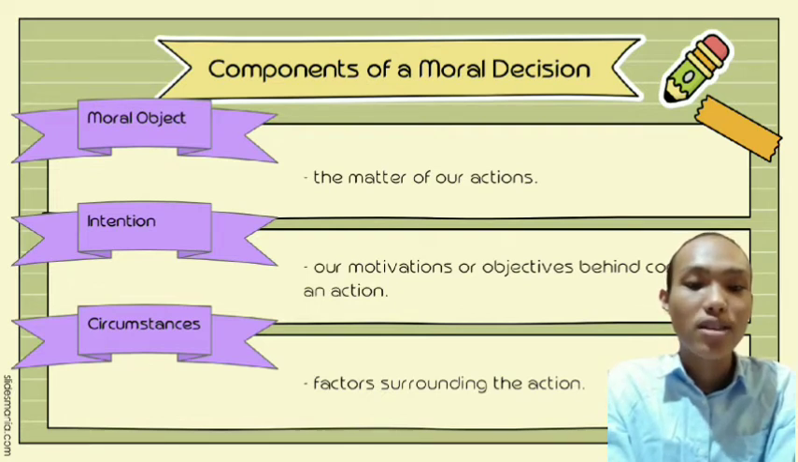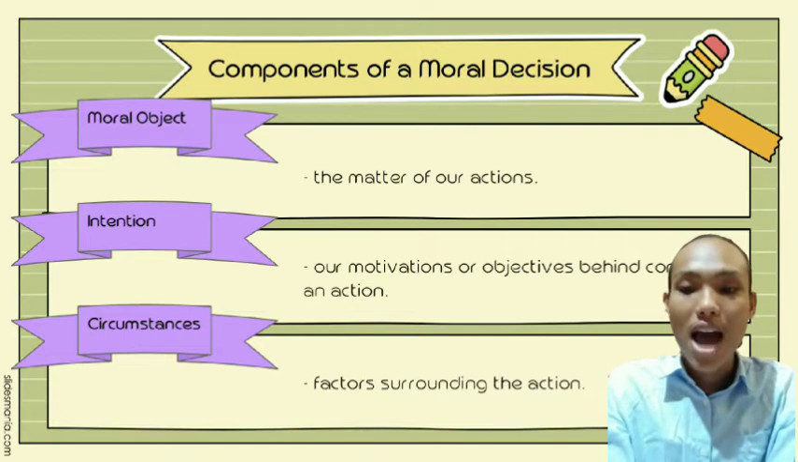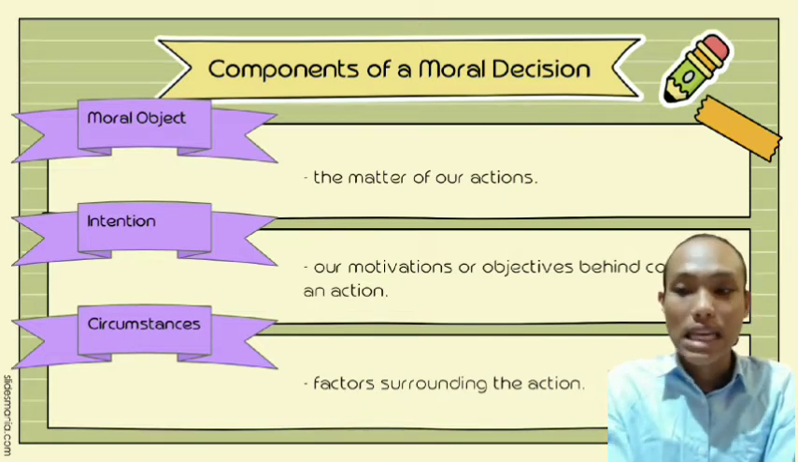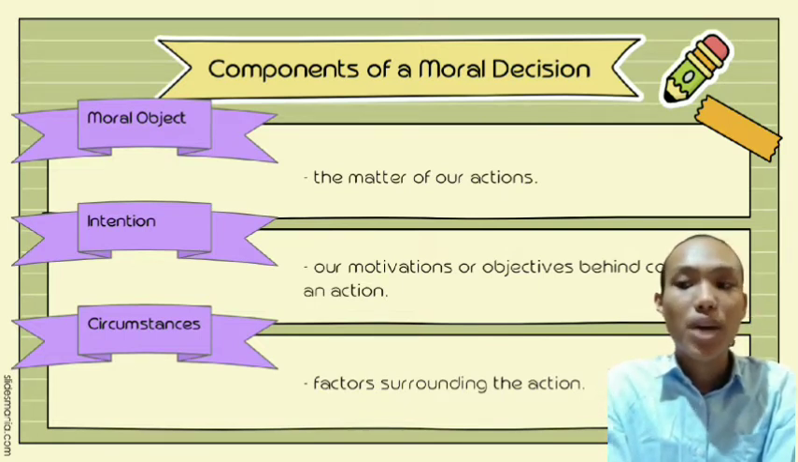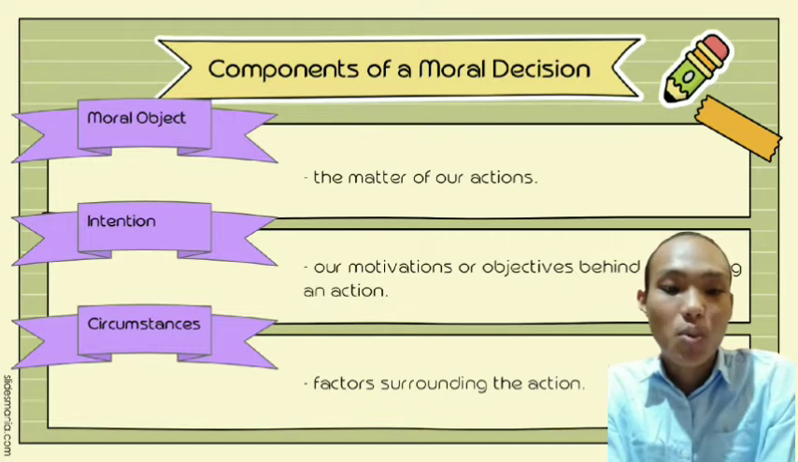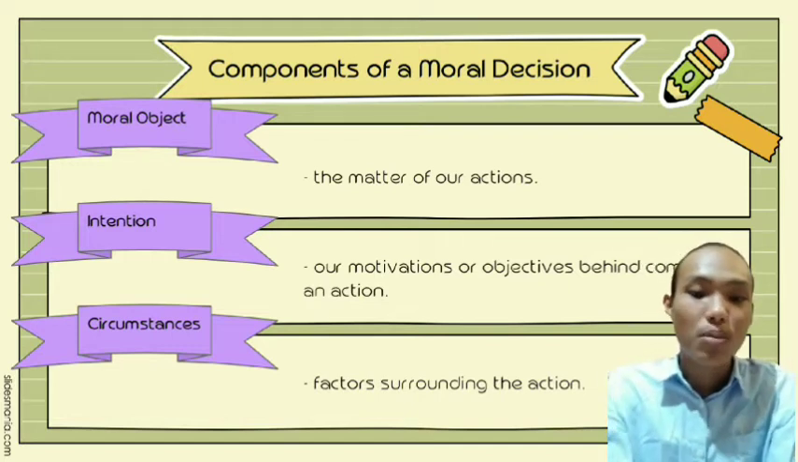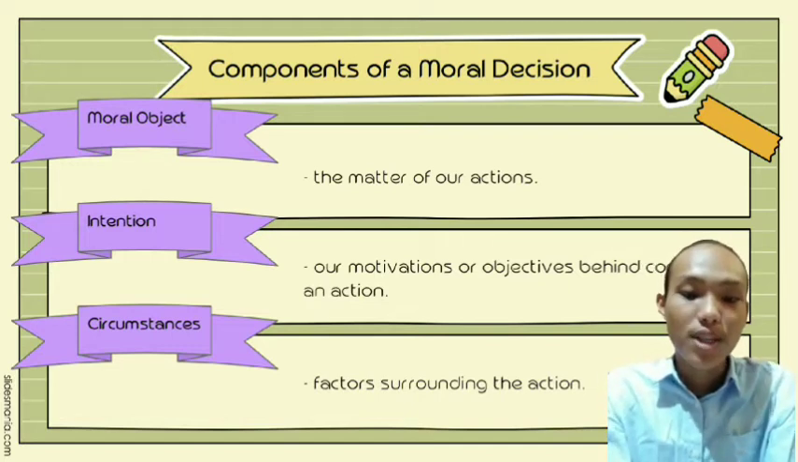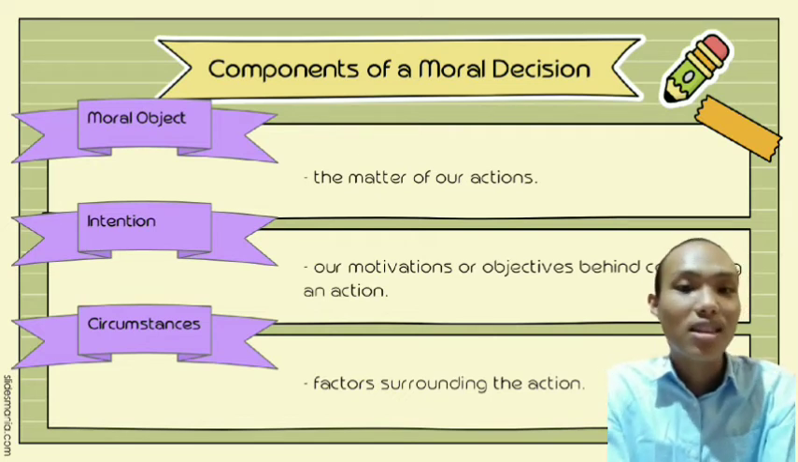Next are the components of a moral decision. First is the moral objective. The moral objective is the matter of our actions. It is that to which the action is directed by its very nature. Second is the intention, our motivation or objectives behind completing an action. It is a thing intended, an aim or a plan.